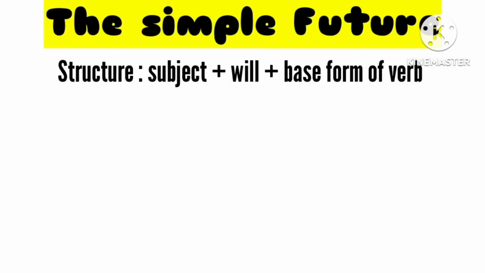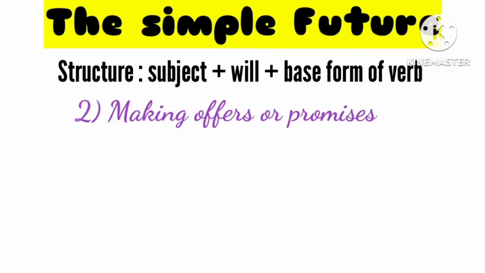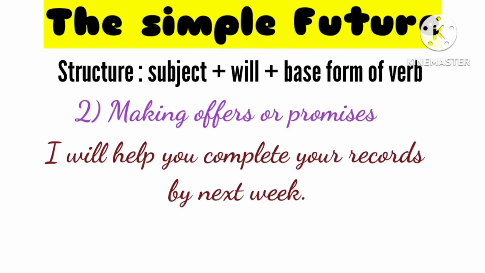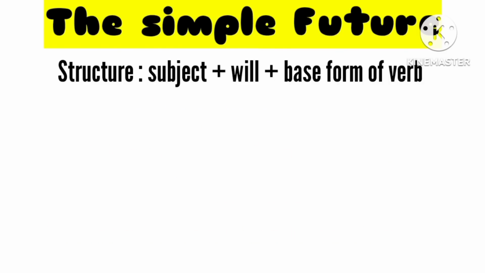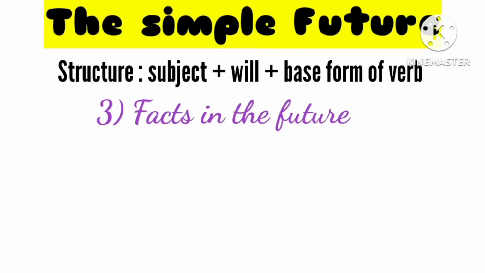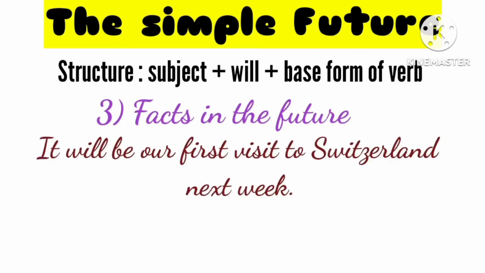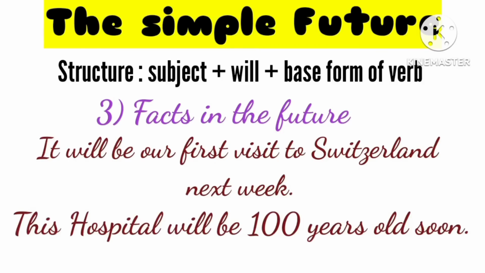The second type in which we can use simple future tense is to make offers or promises. I will help you complete your records by next week. Elena will come home tomorrow. And the third case in which we can use simple future tense is to describe facts that are going to happen in the future. For example, it will be our first visit to Switzerland next week. This hospital will be 100 years old soon.